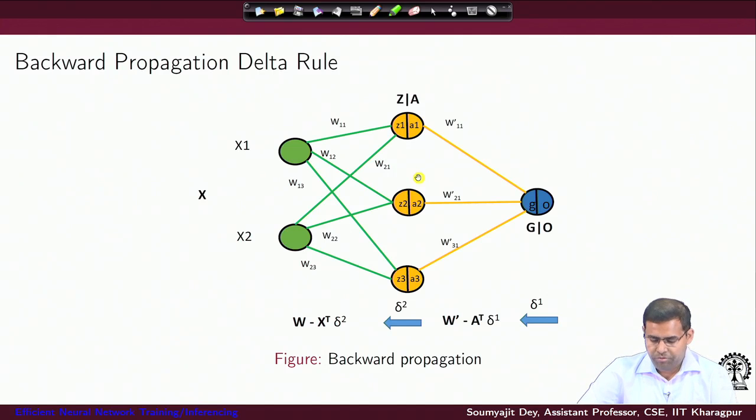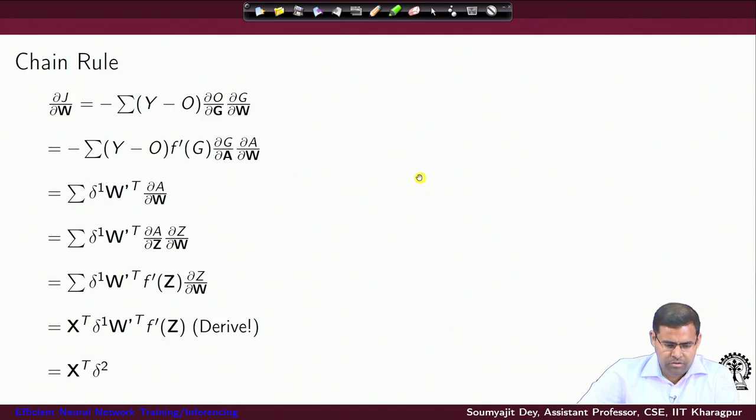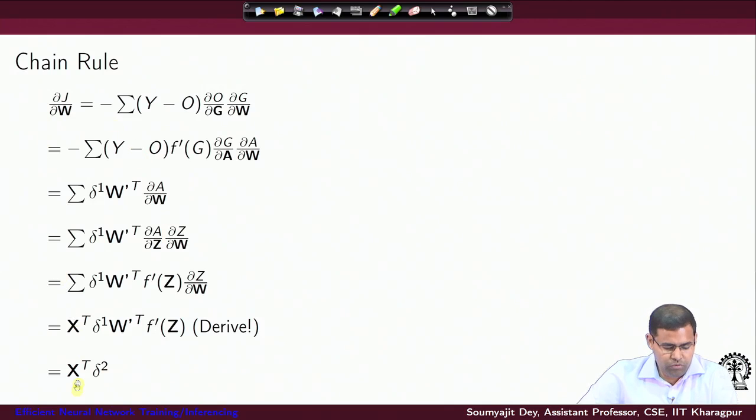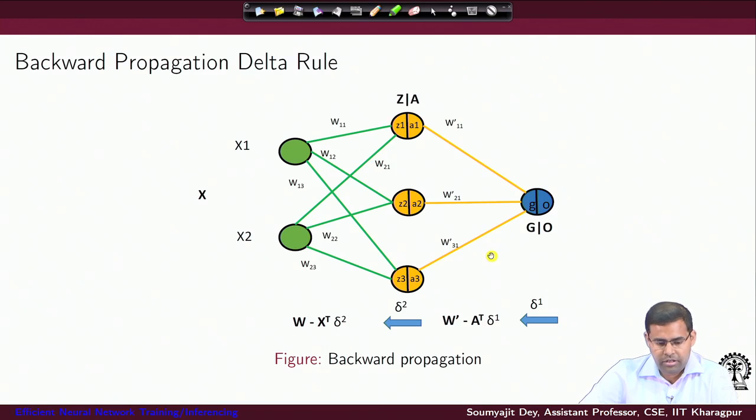So, now once we have figured that out, for del J del W prime we have a representation in terms of A transpose delta 1, and then for del J del W, we have a representation which is x transpose delta 2. We are going to use these values because they give me the gradients of J with respect to W, and I will use these gradient values to adjust the value of both W and W prime, and that is what happens in the case of back propagation.